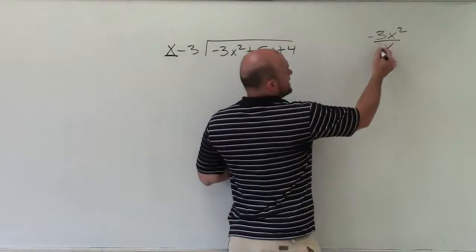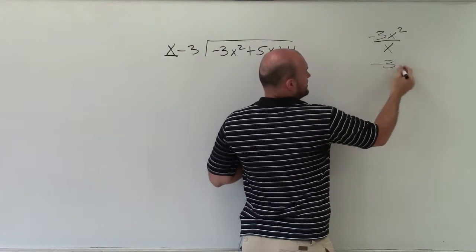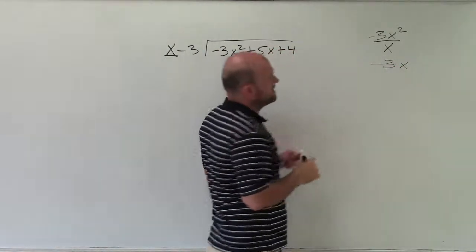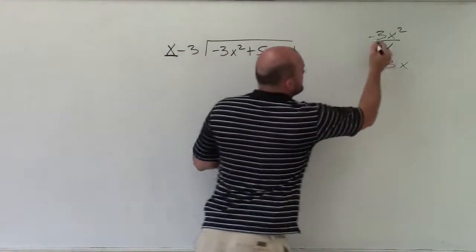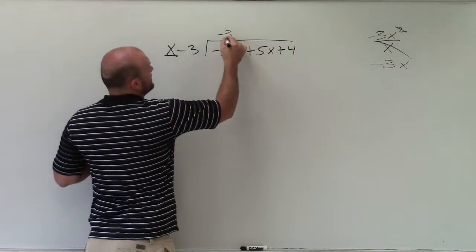Hopefully you understand that the x squared, using the properties of exponents, is just going to give us negative 3x, as the x's will divide into it. So therefore, I just say negative 3x.